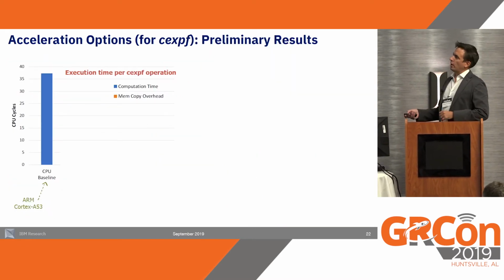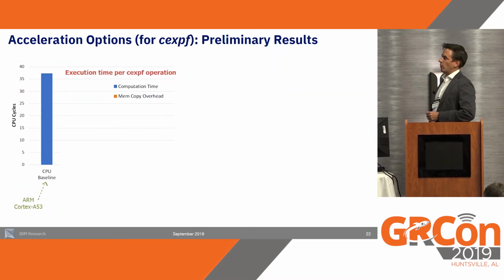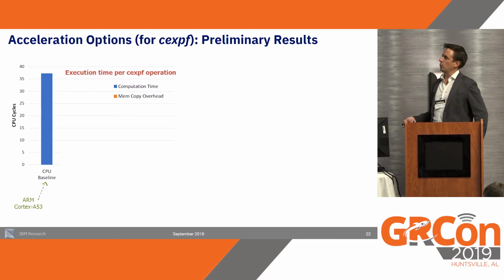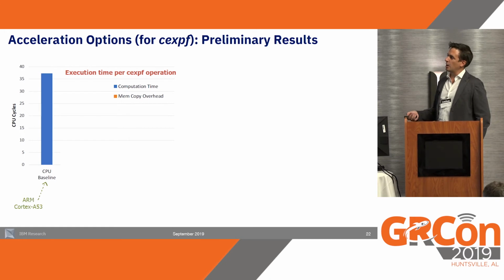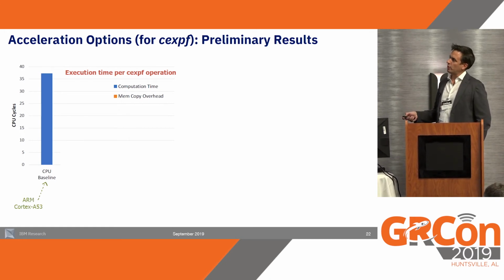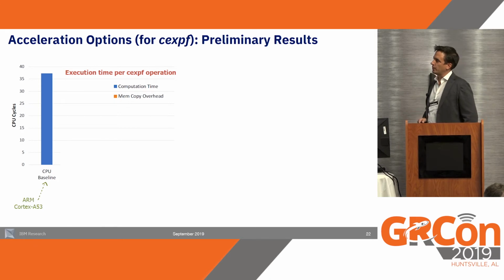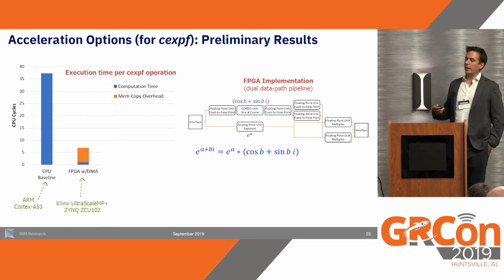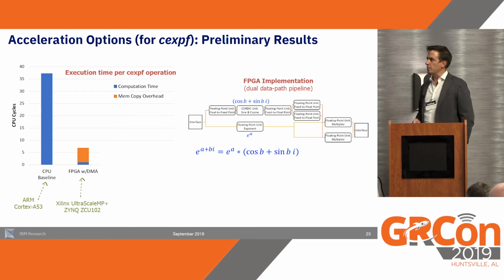Then we focus on one of these two functions, the complex exponent one, and we executed it across different platforms. We started with a baseline ARM Cortex-A53 CPU, and we measured that each invocation of that function takes around 37 CPU cycles. And then we created our own hardware accelerator on an FPGA, right?